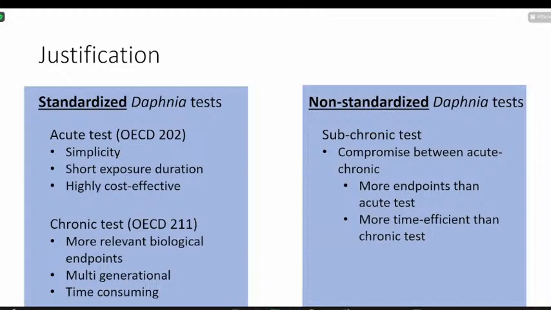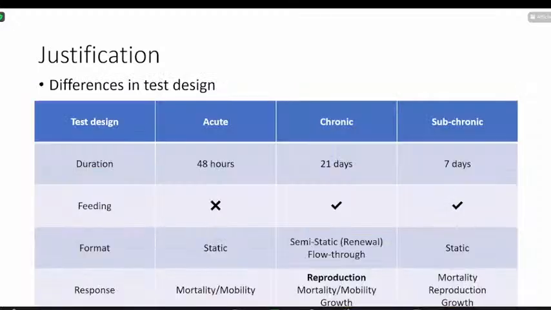So for this, we came up with something not standardized, which we call a subchronic test. This is a compromise between the acute and chronic tests. We could measure more endpoints than in the acute test, and it was more time efficient than the chronic test, because it was only 1 week, so 7 days, compared to the 21-day chronic test.